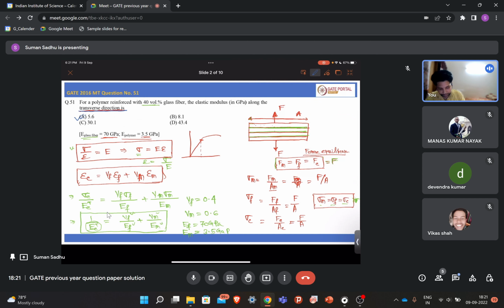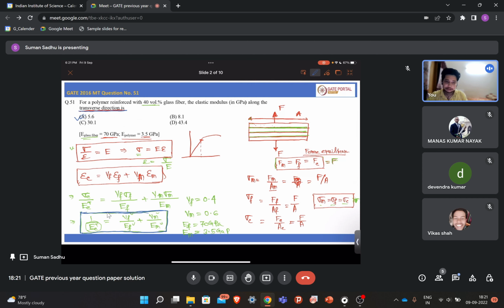This is basically an important formula for the transverse direction. You can note down this formula. If you know this formula directly, you can calculate the elastic modulus in the transverse direction. Here I just derived this formula. I have explained all the steps. So this is the formula for the transverse direction.